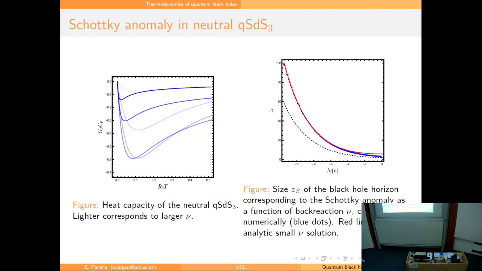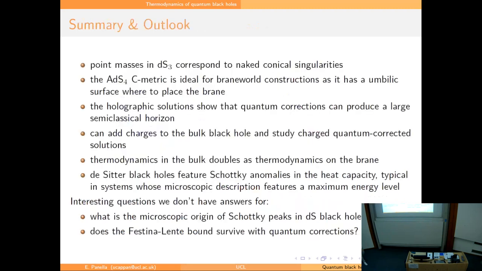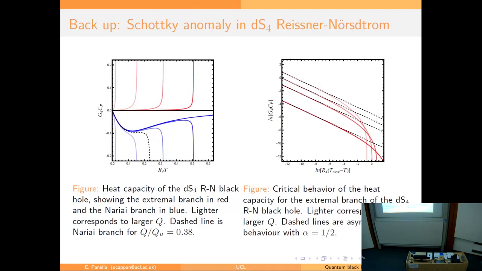But if you include also charge, what you get is you have the negative branch, but you also have the branch of black holes close to the extremal solution, and that's actually positive. But that doesn't have a Schottky peak. So this Schottky anomaly only appears in the negative branch of the black holes. I see. Okay. Thank you. Yeah, so I guess this is what I'm talking about. You can get positive heat capacity if you include charge.